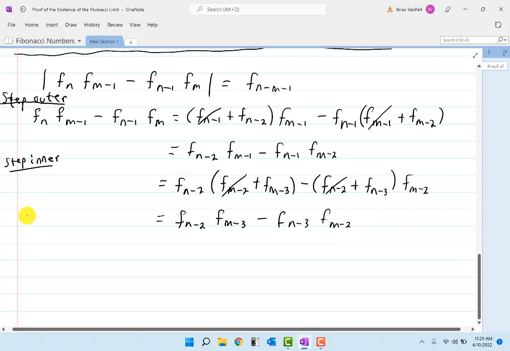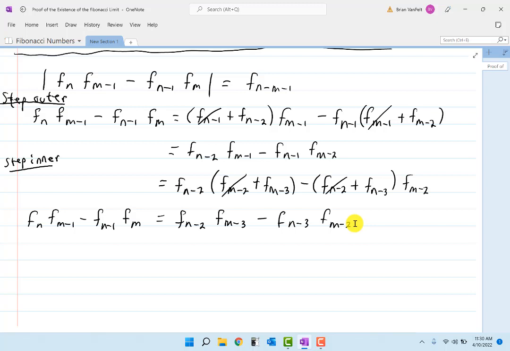Now remember, this was the original f of n, f of m minus 1, minus f of n minus 1, f of m equals that. So this is what I need you to notice. Look at the indices before I did this. N went down by 2. The m also went down by 2. This n minus 1 also went down by 2. This m went down by 2. So after doing an outer and then an inner step, I'm able to reduce all of the indices by 2.